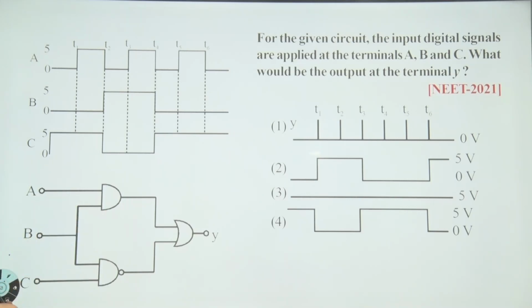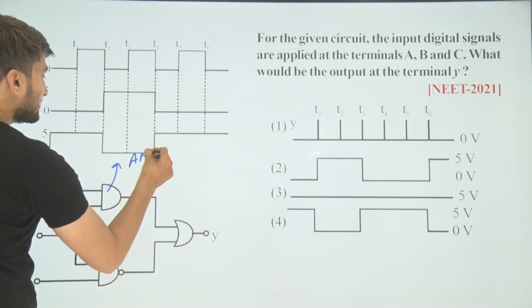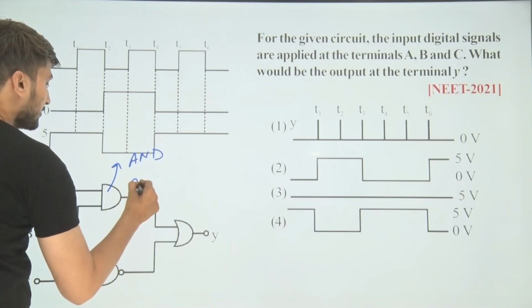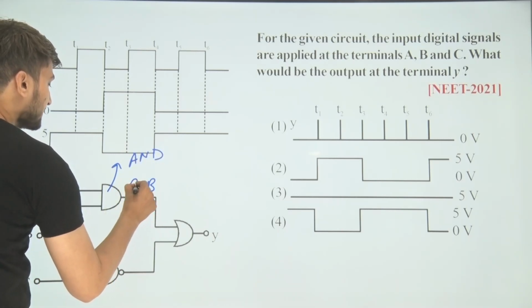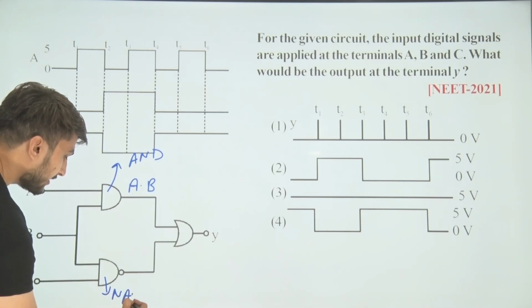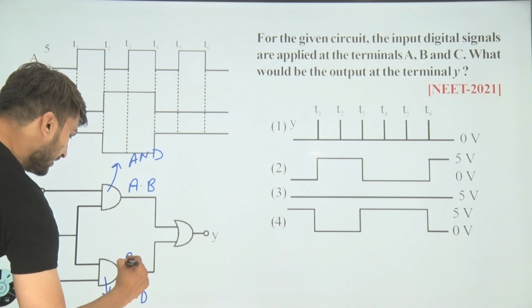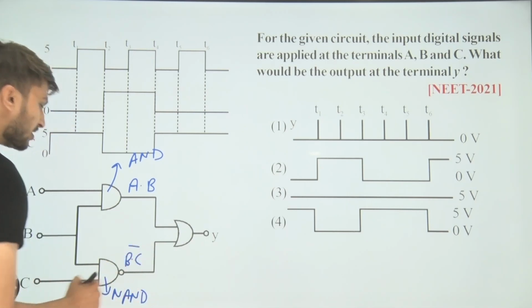So if I am talking about the Boolean expression for this circuit, this is A and this is B and this is our AND gate. What, students? This is our AND gate. That means the output of this is A dot B. Similarly, if I am talking about B and C, this is our NAND gate, or NOR and OR. So we can say this one is B dot C bar.